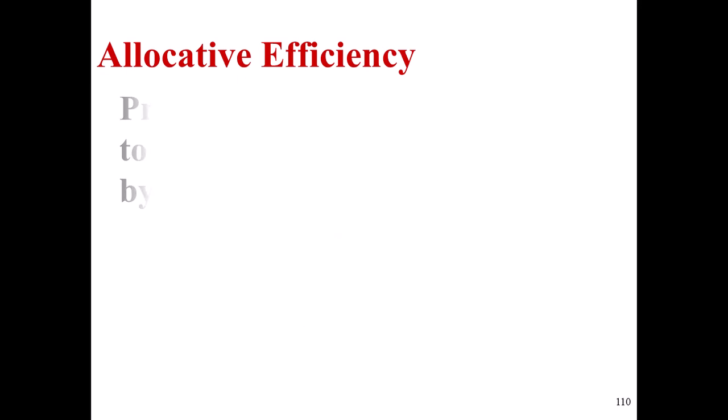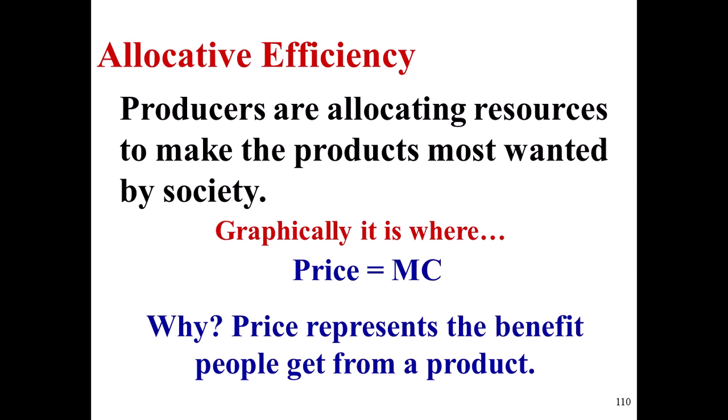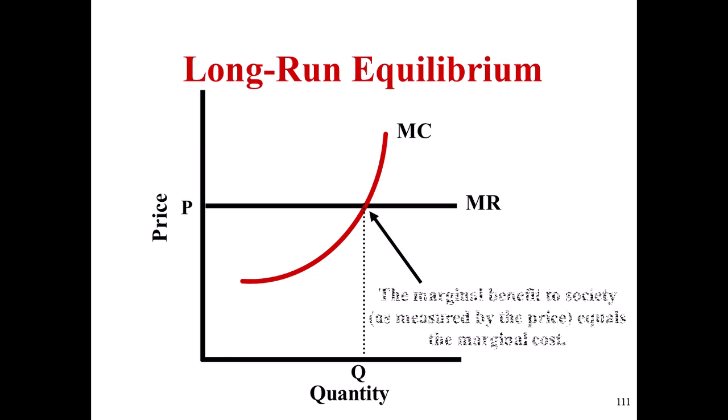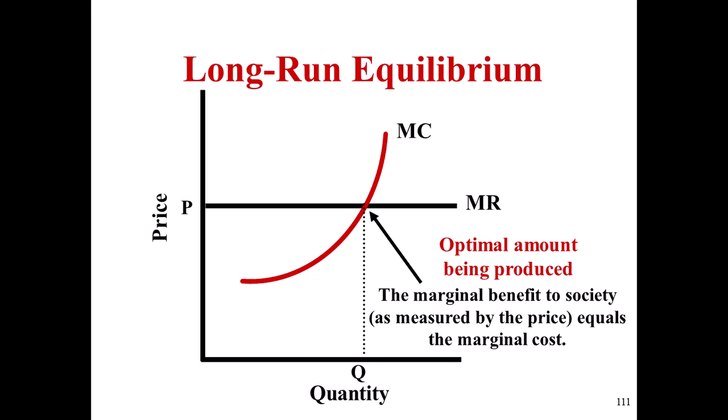Well, what about allocative efficiency? Well, that's where price equals marginal cost. If you remember, price also equals marginal revenue. So it simply means where marginal revenue equals marginal cost. Well, guess what? That's where we produce every time. It's the optimal amount being produced. MR equals MC. So perfectly competitive firms are always allocatively efficient because they always produce where marginal revenue equals marginal cost. Okay.